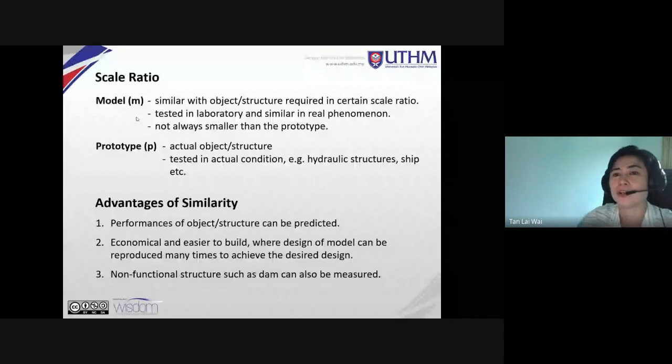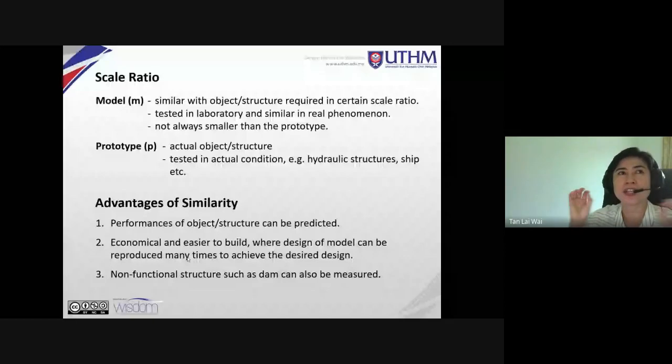Okay, so a model is not necessarily small in size; it could be smaller or bigger, right? It depends on how easy it is to go, because we are testing it. So how easy is it, or economical-wise, is it more economical to build a smaller or larger one? It depends, right? So what are the advantages of studying this similarity, where we have a prototype or model? The performance of the object or structure, it doesn't matter, can be predicted. It's more economical and easier to build, okay?